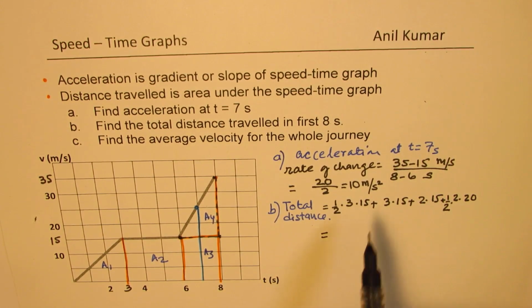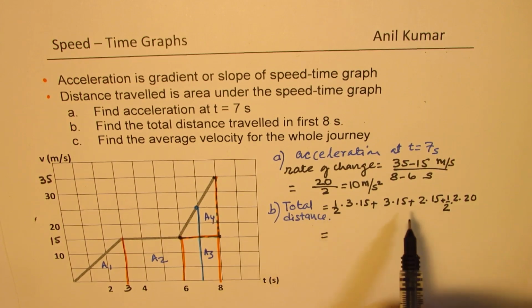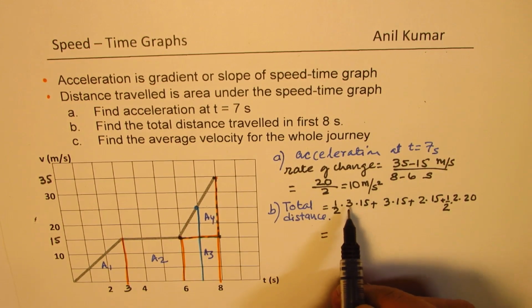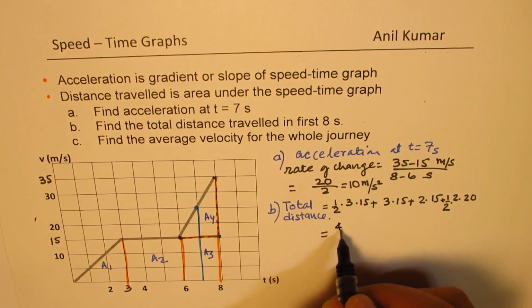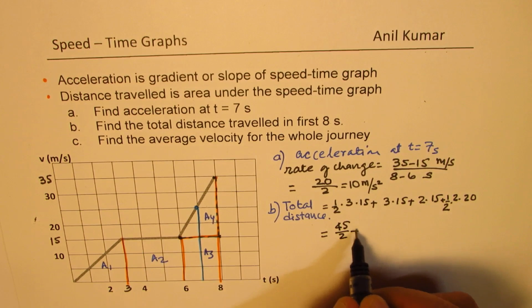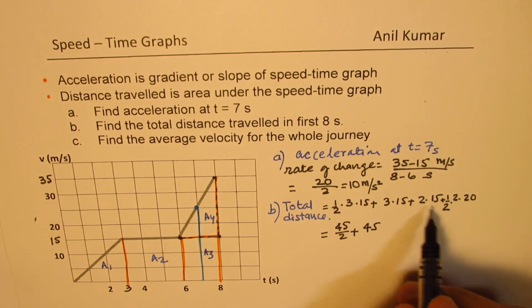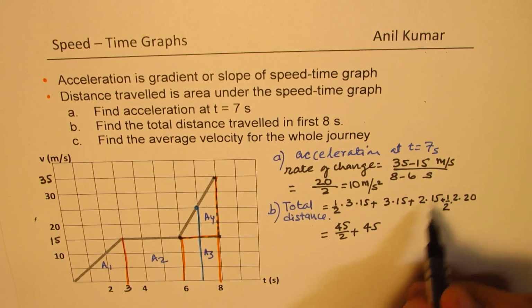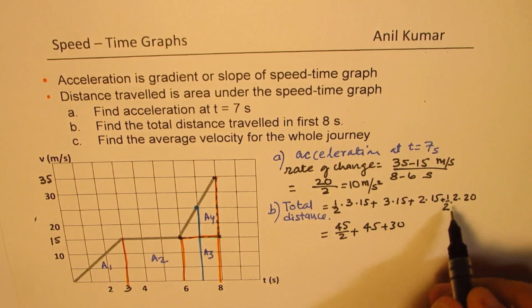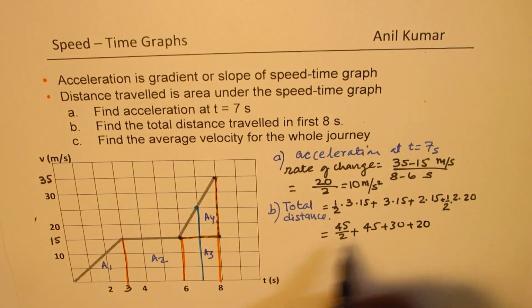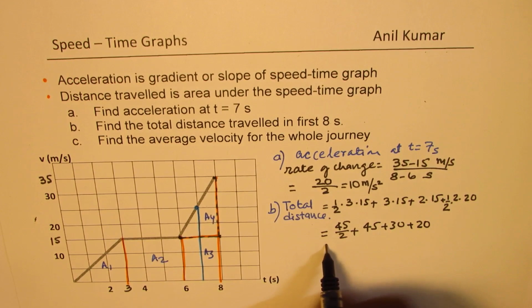So let's figure this out with some simplifications. We have 45 over 2, plus 45. Sorry, this is 2 times 15, which is 30. Here the 2s cancel, so we have 20 plus 20, right? So these are the 4 areas. We can combine them and write down our answer.